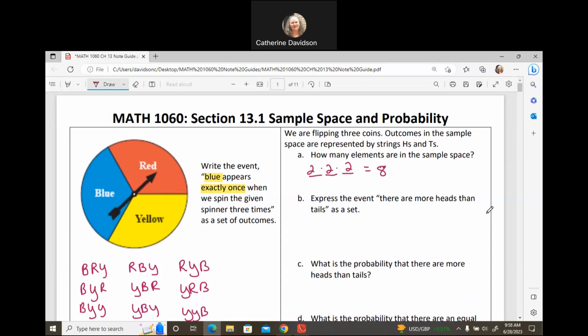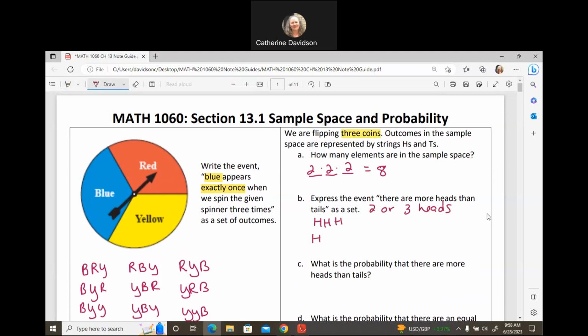Express the event there are more heads than tails as a set. So we're flipping a coin 3 times, or flipping 3 coins, either one's the same thing. More heads than tails. So if we're flipping 3 coins, it has to be 2 or 3 heads, right? Well, it's 3 coins. The only way to get 3 heads is like this. There's no tails at all. So now we need to run through all the possible combinations where there are 2 heads.